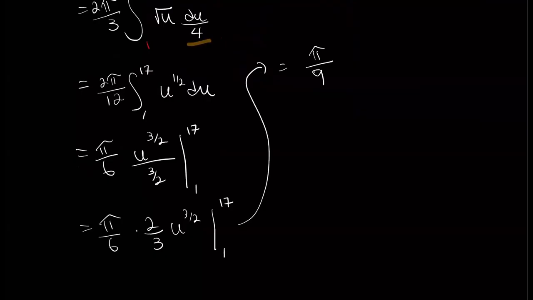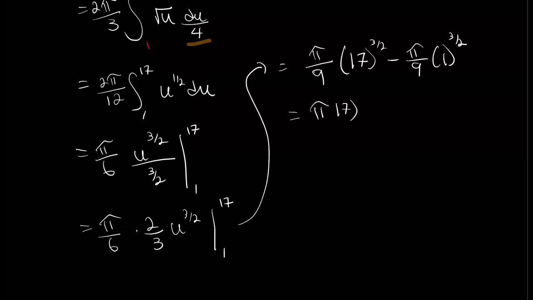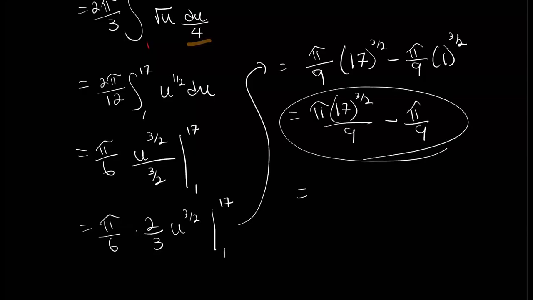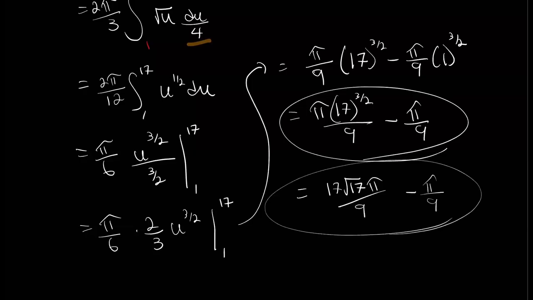pi over 9. Sorry about that, I wrote that a little strange there. Okay, times 17 to the power of 3/2 minus pi over 9 times 1 to the power of 3/2. So pi times 17 to the power of 3/2 over 9 minus pi over 9 is correct. Or if you want, you can write that as 17 times the square root of 17 pi over 9 minus pi over 9. Ta-da!